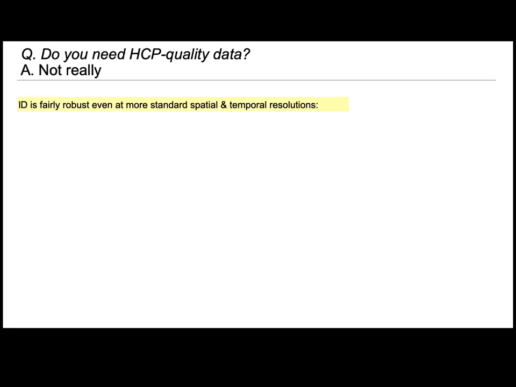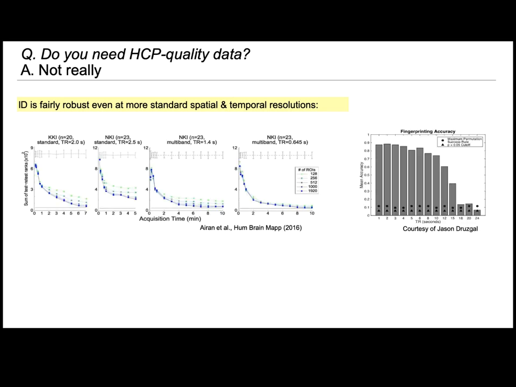So one of the questions that we first got a lot after we published the identification, or the fingerprinting, paper was, well, is this just a unique feature of the Human Connectome Project? At the time, it was considered very high quality, state-of-the-art data. So do you really need data that's this high quality? And the answer is not really. It seems like at least this identification result is fairly robust, even at more standard spatial and temporal resolutions for your imaging.